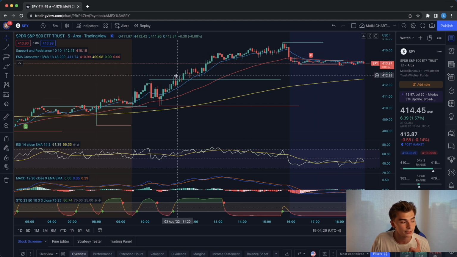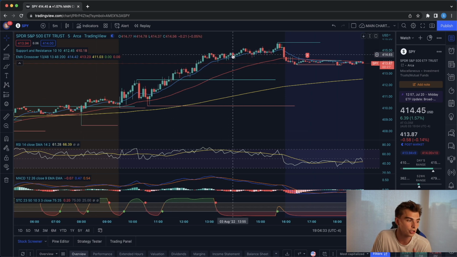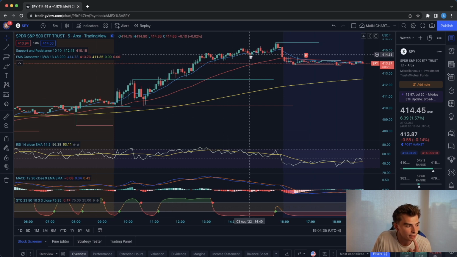Now, if you did enter above these previous highs, you technically could have stayed in the trade all the way up to here, when you see that first closing candle down below this 13 EMA. This is one of the strategies you can use on what I like to call a RIM day, where there's not really a whole lot of crosses happening.